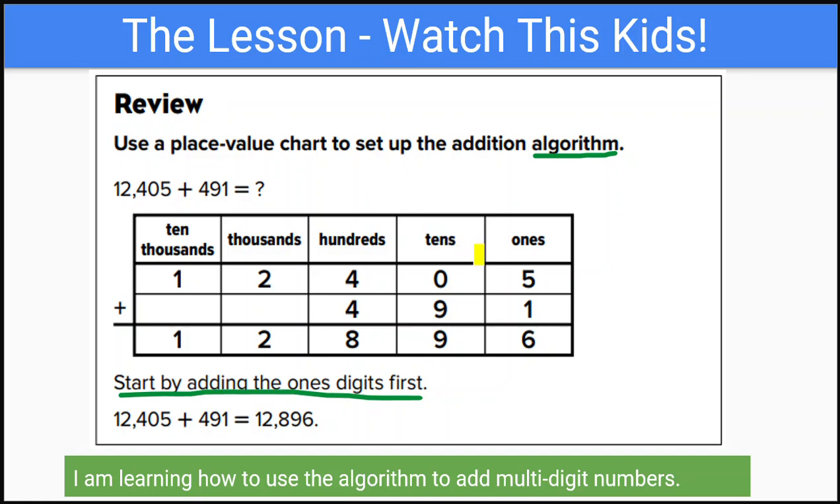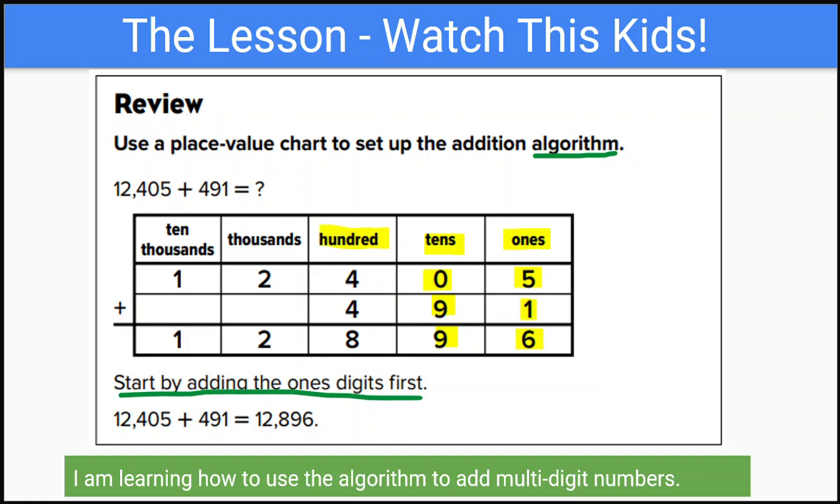So let's take a look at this right here. Here's the ones place. Then we have the tens, the hundreds, the thousands, and the 10,000s. Okay, this is a place value chart. They want you to start by adding the ones digits first. So we're going to add the 5 and the 1, and we get a 6, right? Then they want us to add the tens digits next. We're going this direction. It's a 0 plus a 9, and you get a 9.